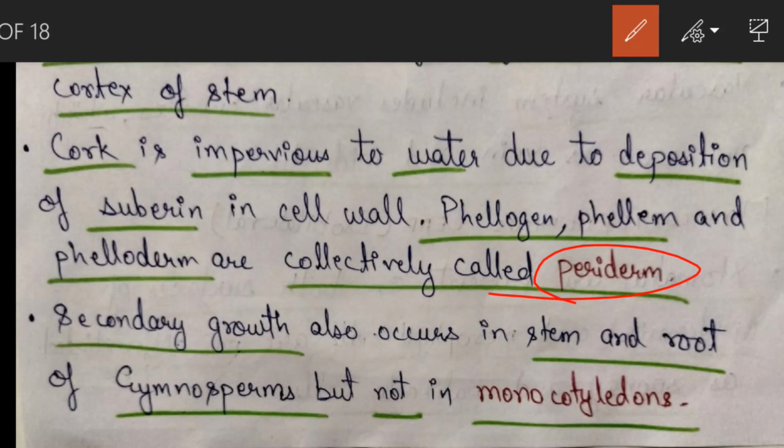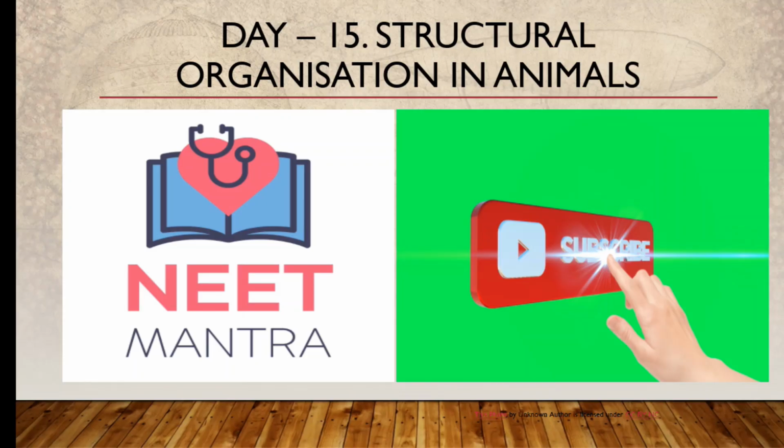Secondary growth also occurs in stem and root of gymnosperm, but not in monocot. So you will see secondary growth in dicot and gymnosperms. So this is all about anatomy of flowering plant.